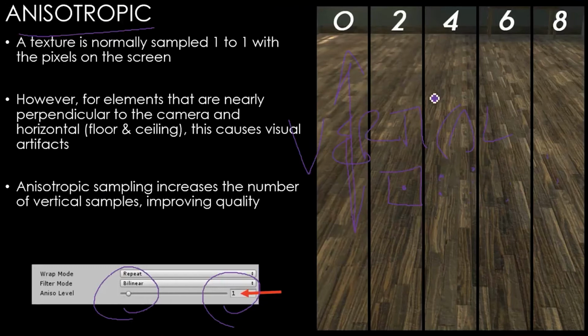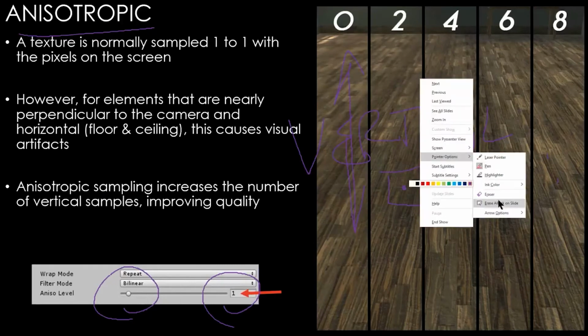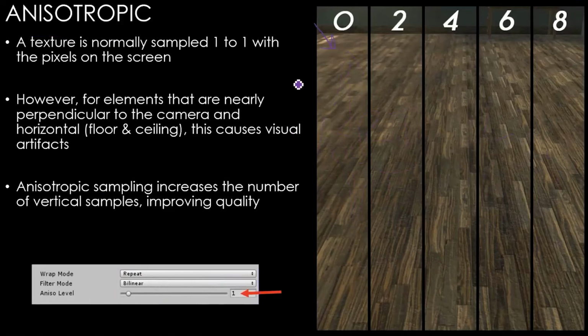But the idea is that for surfaces like this floor that are perpendicular to the camera and at a glancing angle, what you'll notice is that as you go further off into the distance, you get this nasty blurry crap going on. It looks like junk.